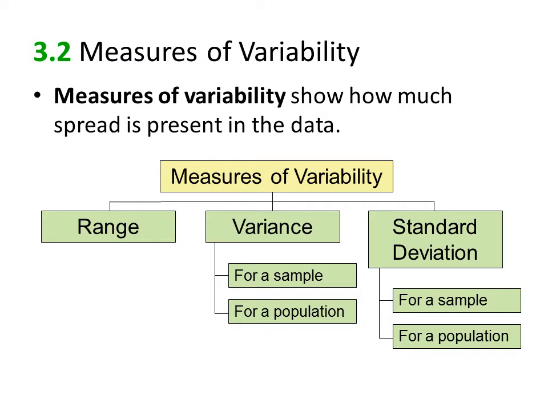When it comes to measures of variability, there are three different measures. There's range, a measurement that relies on only two observations, the highest and the lowest. So the range is the highest minus the lowest. Then there are variance and standard deviation. So let's explore these measures of variability.